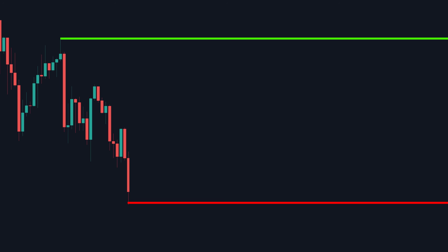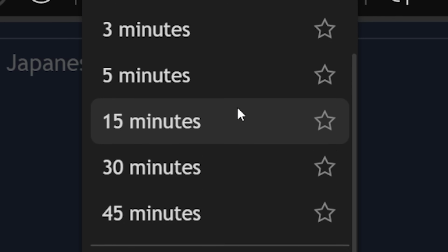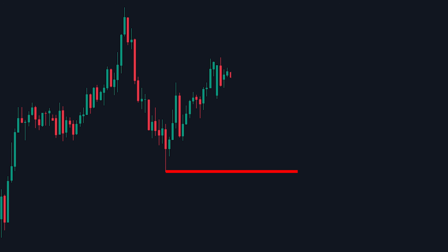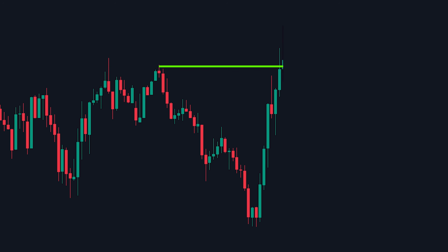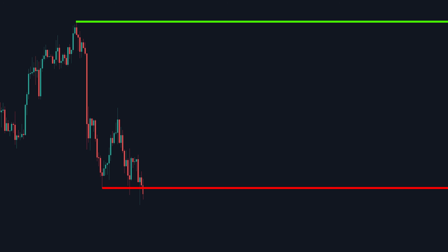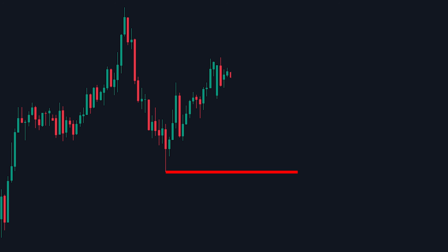Once price has broken the previous day's high or low, you're gonna go from the 1 hour time frame to the 5-minute time frame. If price broke the previous day's low, you would be looking for longs. If price breaks the previous day's high, you would be looking for shorts. In this case, price broke the previous day's low, so we'll be looking for long trade. Now, we don't want to simply enter a long trade just because it broke the low.